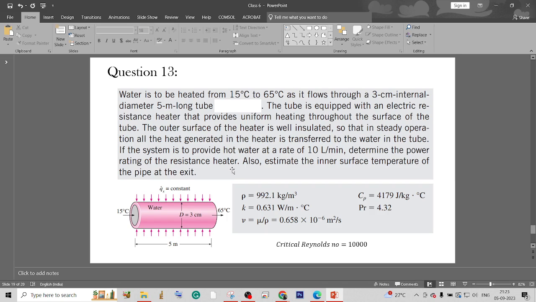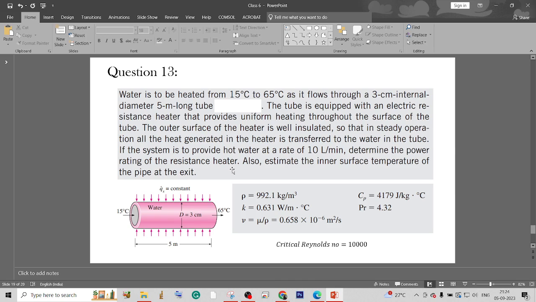Have you got that equation? Surface temperature is equal to mean fluid temperature plus Qs dot upon h. Okay, let me provide you this equation so it will be easier for you. Surface temperature, this is for constant heat flux. We can use this equation.